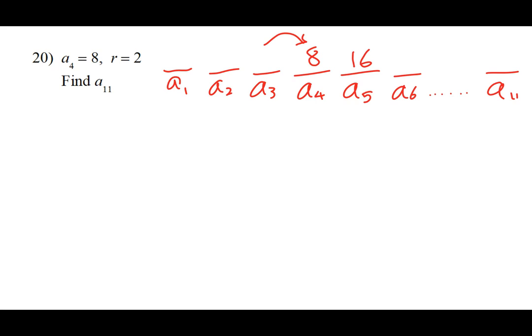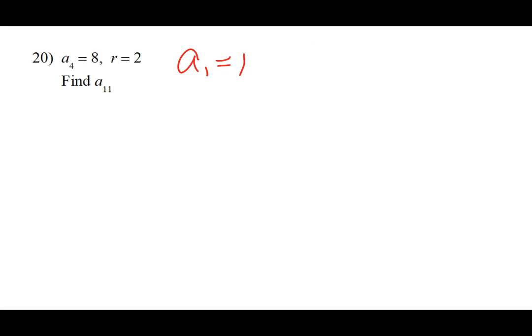So what's the third term? So what times 2 gives you an 8? Well, the third term turns out to be 4. 4 times 2 equals 8. And then you're going to go back. Second term must be 2, and then the first term must have been 1. So if you go forward, you're timesing 2. If you go backwards, you're dividing by 2. So that gives you a sub 1 equals 1.